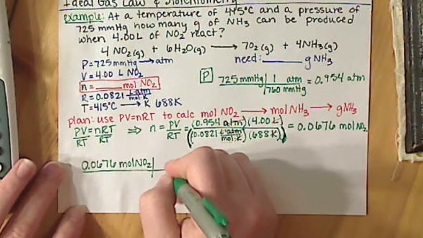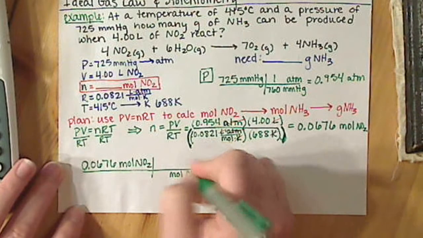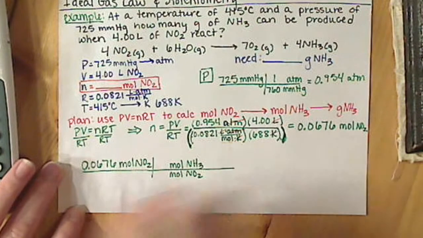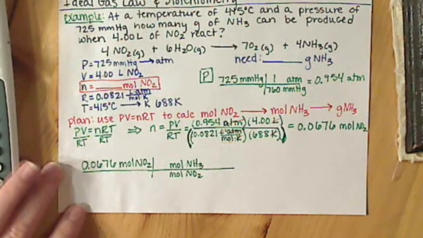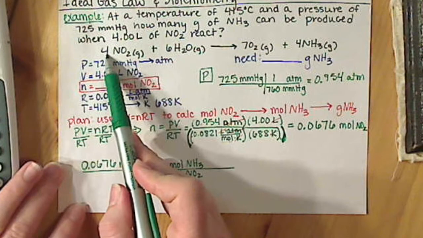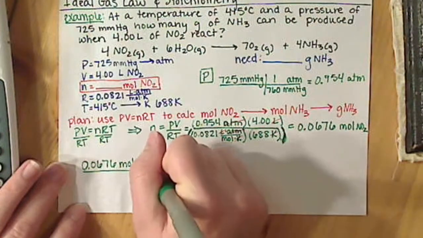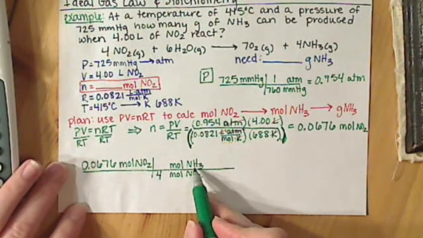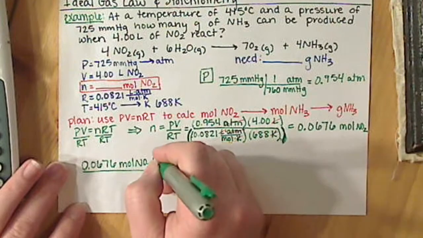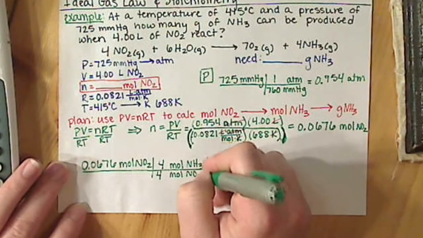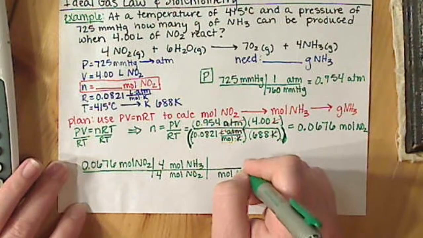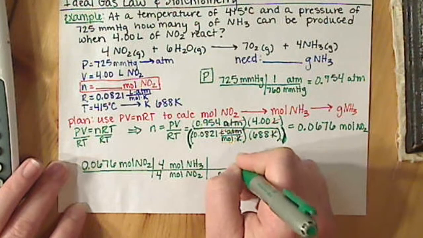I want to go from moles of NO2 to moles of NH3. We're going to use the coefficients of our balanced chemical equation. So for moles of NO2, we have a 4 out in front. Moles of NH3 also have a 4 out in front. Then my last step is to go from moles of NH3 to grams of NH3.